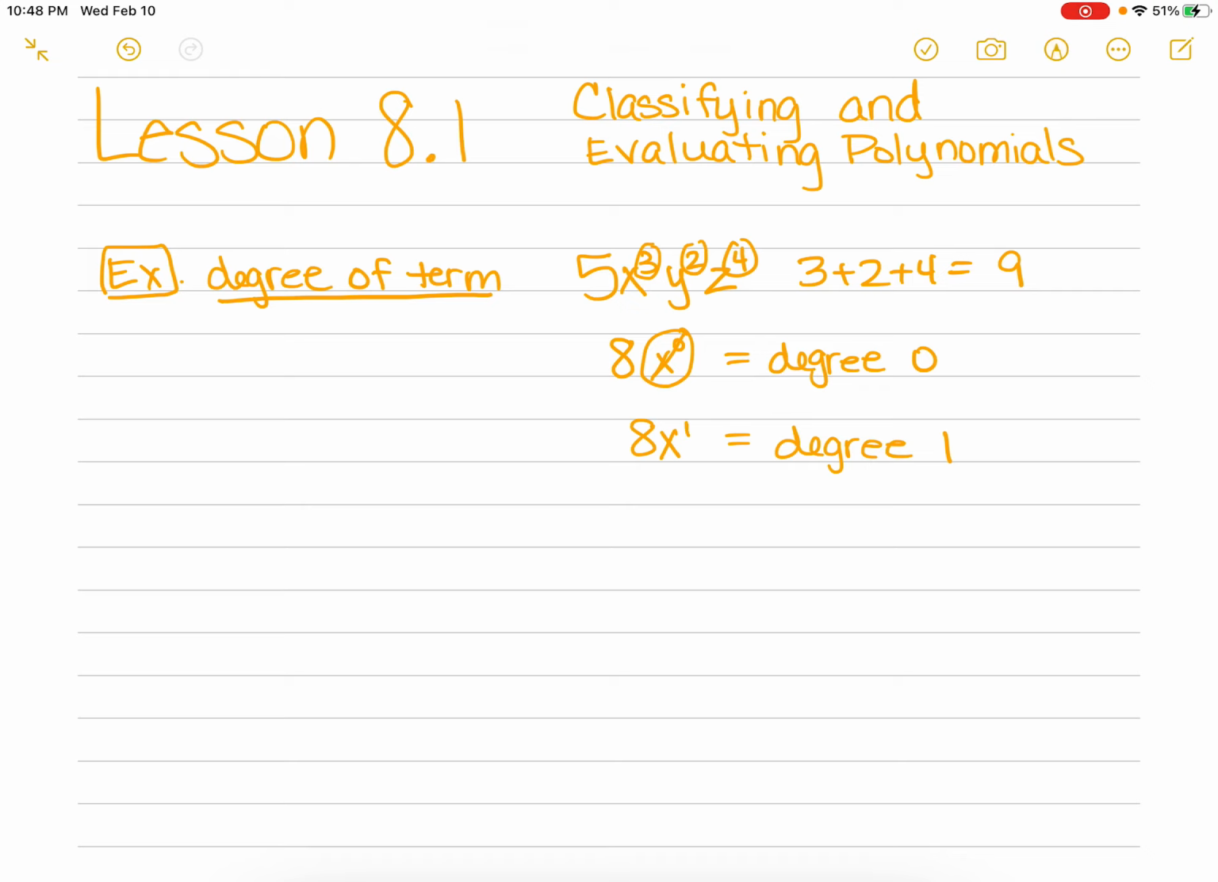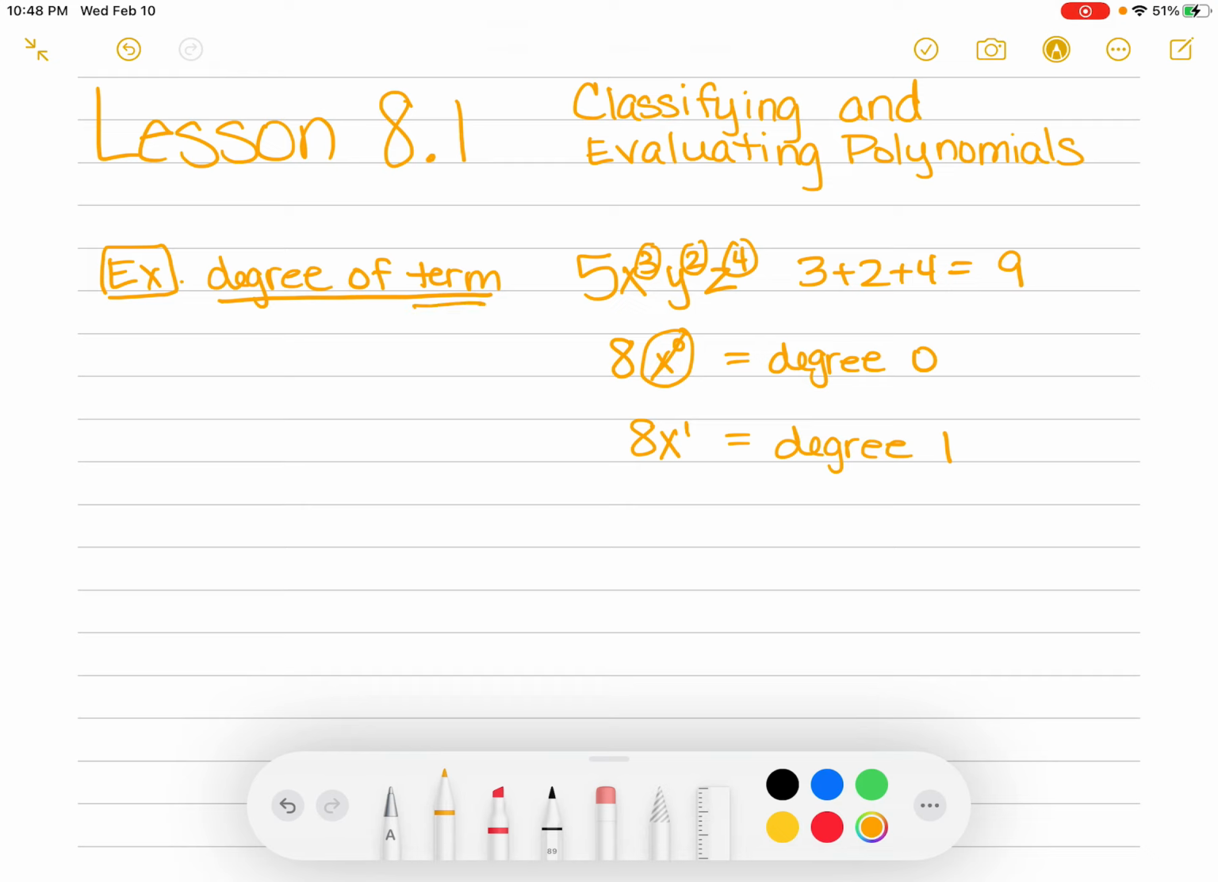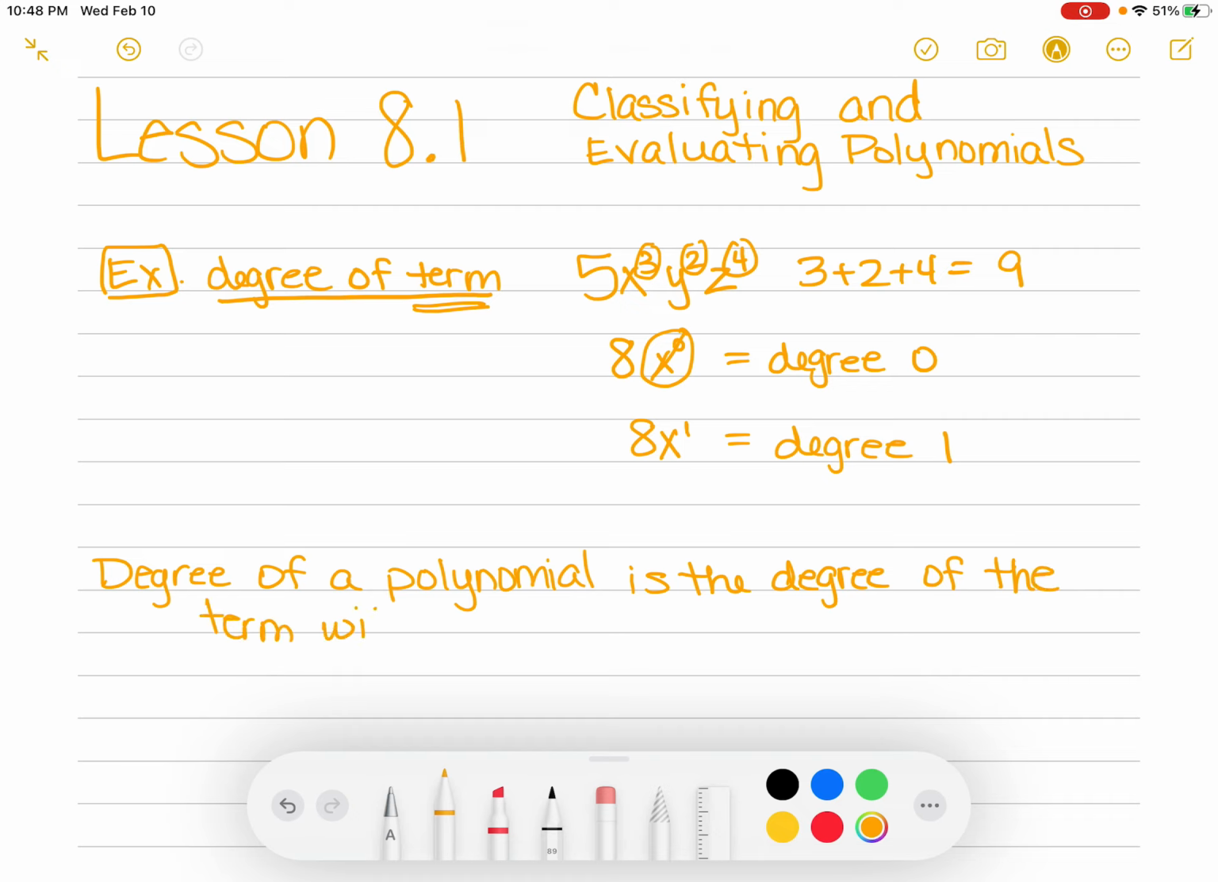Okay, so let's move on to the next part. The next part is the degree of the polynomial. So this was the degree of a term, right, with no pluses or minuses. And now we're going to talk about the degree of a polynomial. So now we're writing out this definition. Okay, so that is the degree of the term with the highest degree.